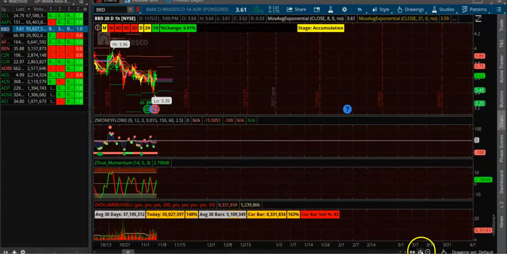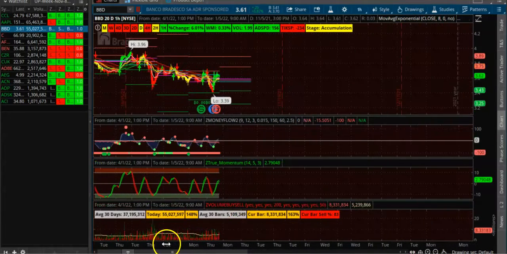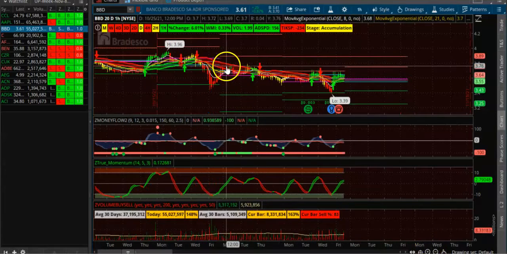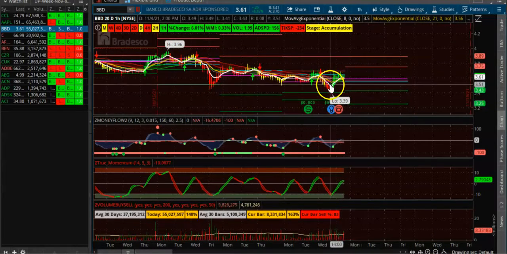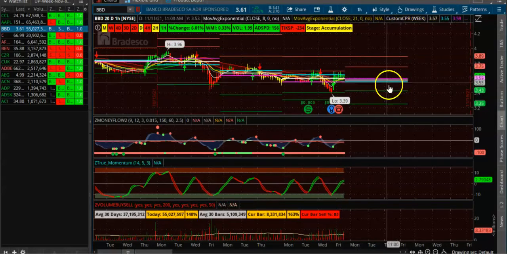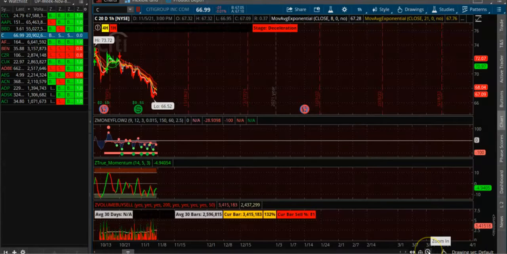Okay. So next is BBD. So this is a downtrending setup. So you can see the downtrending CPR. Okay. So for this, your candle has to open below. Okay. If it keeps opening above, just ignore that. Okay. Next is Citibank. This is a good one.